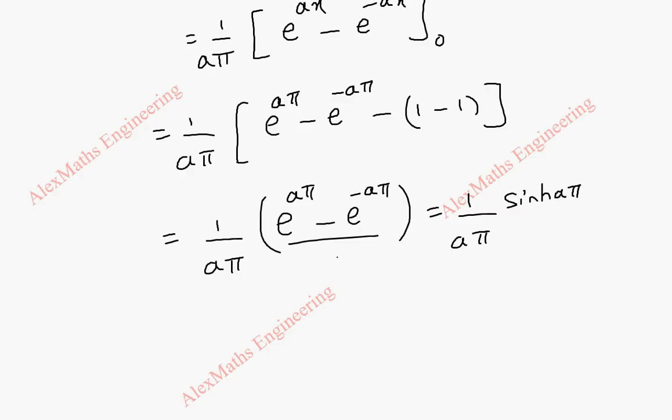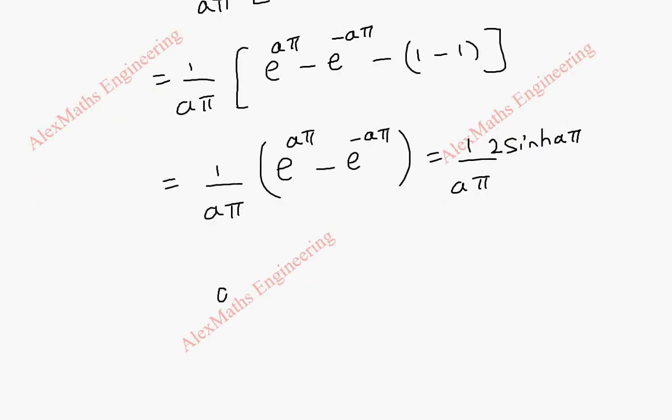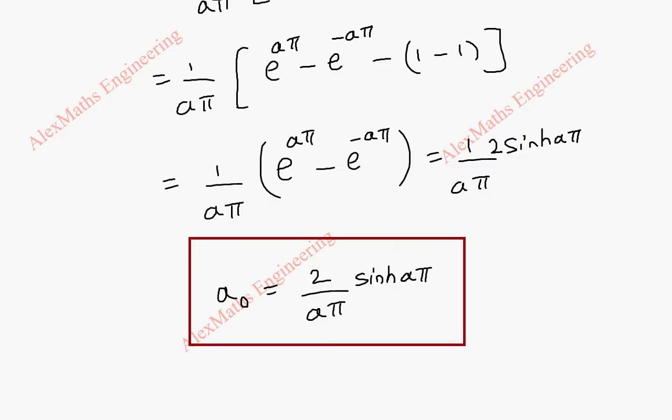Actually, if a 2 is there we can write that, but 2 is not there, so we have to put a 2 here. So this is 2 sinh a pi. So finally, a naught is 2 by a pi into sinh a pi. So we got a naught.